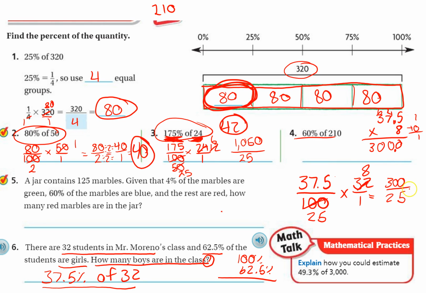And then now I just need to simplify. 25 can go into both of these. 25 goes into 25 one time. 25 goes into 300. Goes into 100 4 times, and I have 300, so 4 times 3 is 12. So there are 12 boys in the class.